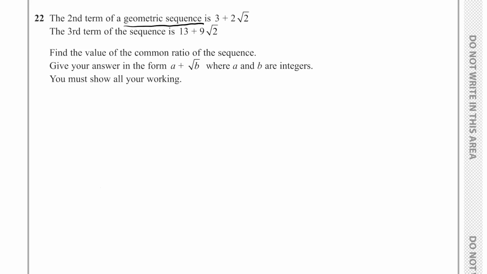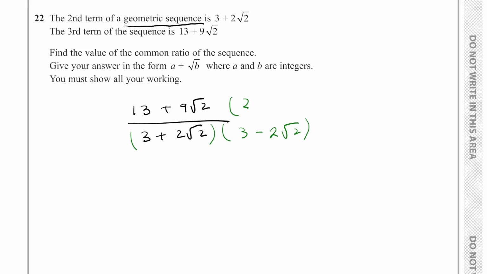We are going to divide the third term by the second term. So it's going to be 13 plus 9 square root 2 divided by 3 plus 2 root 2. So this is a rationalizing the denominator question. So I'm going to multiply top and bottom by 3 minus 2 root 2. So we're just expanding and simplifying now.